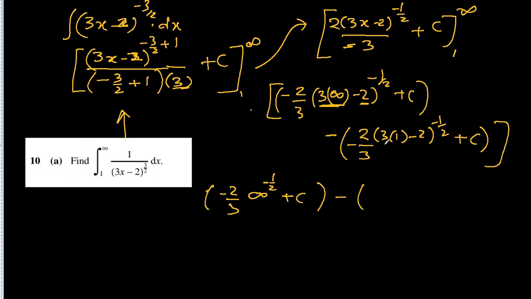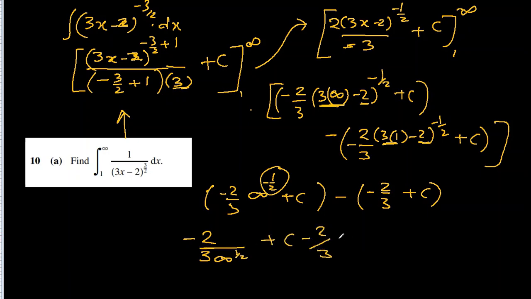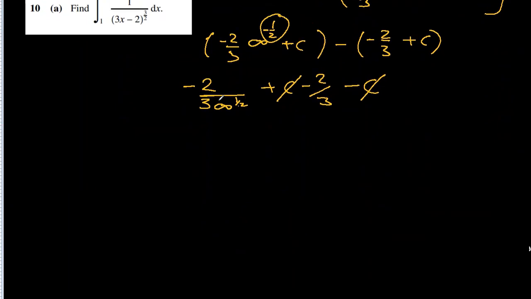Minus, here there will be something: 3 times 1 is 3, 3 minus 2 is 1, 1 to the power anything is 1, so just minus 2 over 3, nothing else, plus c. Let's open the brackets and make this positive. So minus 2 over 3 infinity to the power half plus c, minus 2/3 minus c. This plus c and this minus c will cancel out. Infinity to the power anything will be infinity, and 3 times infinity is again infinity because it's a big number. So you multiply it by 3, it remains a big number.